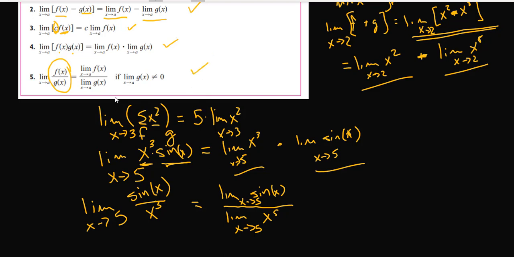Now, if the bottom limit turns out to be 0, then you're not really allowed to do this, because when you get 0 on the bottom, you get some kind of problem anyway. So this rule only applies if the bottom limit does not turn out to be 0.